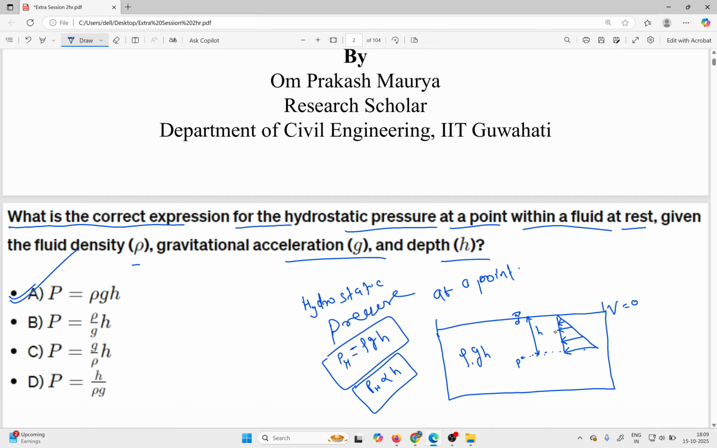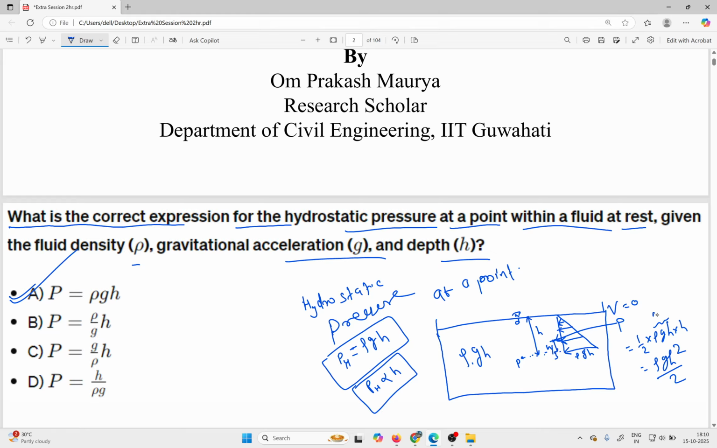Rho g h. So your pressure at that point is rho g h. And this pressure will concentrate at a particular point, which, as this is a triangle shape, will be at h by 3 from the bottom. So here, please, how will you calculate this value? So this will be half of the area, you just take rho g h into h. So this will be rho g h square by 2.